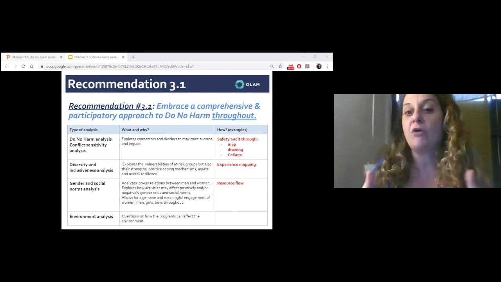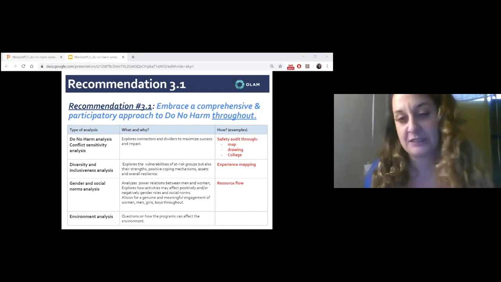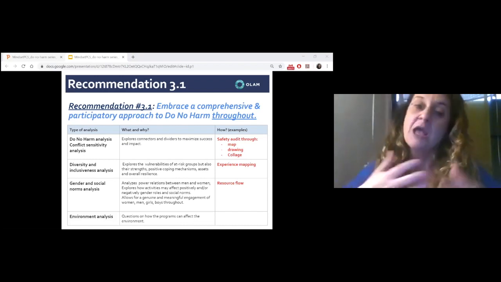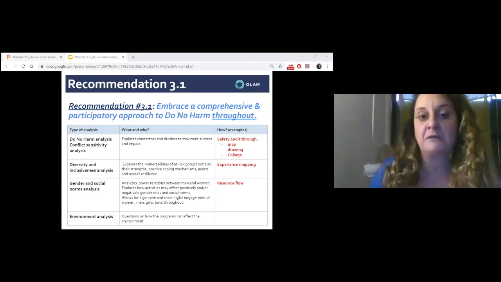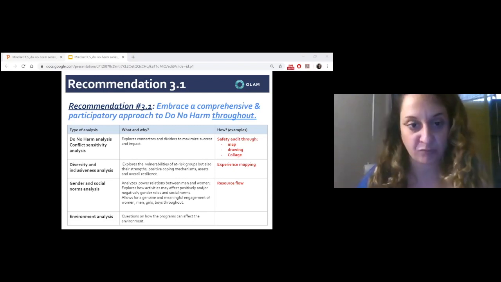So this is why questions like frontal questions may not necessarily lead to the best answers, and it's good to also integrate a drawing or collage and mapping to have a more horizontal communication process.